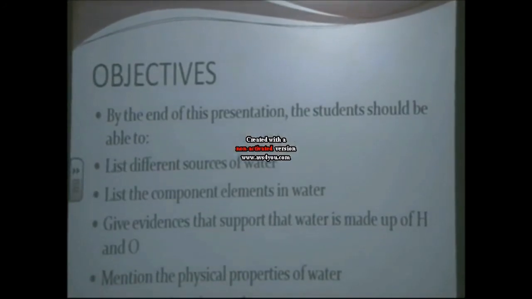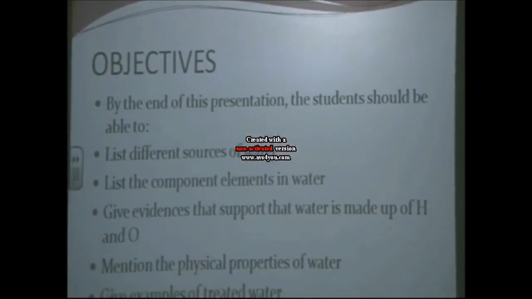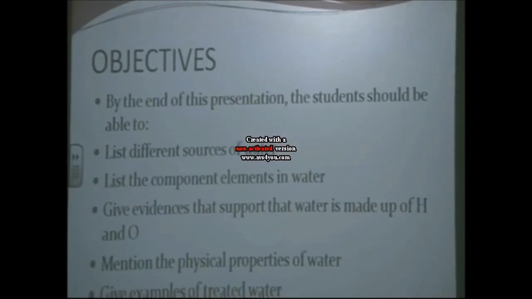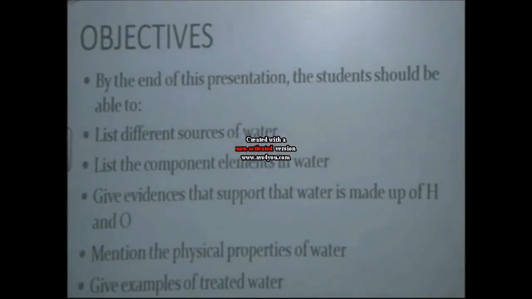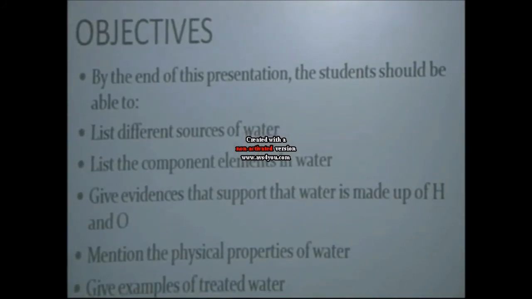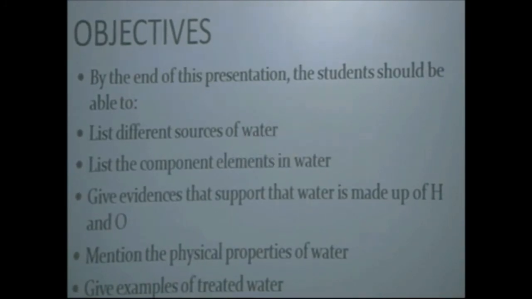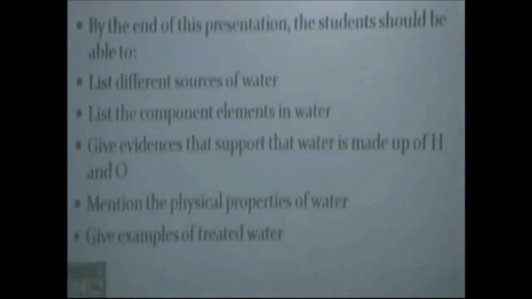I expect you, at the end of this lesson, to be able to list different sources of water. I will also want you to know the components, the elements in water. At the same time, you should be able to give evidence that supports that water is made of hydrogen and oxygen. I also want you to know the physical properties of water. You should also be able to give examples of treated water.